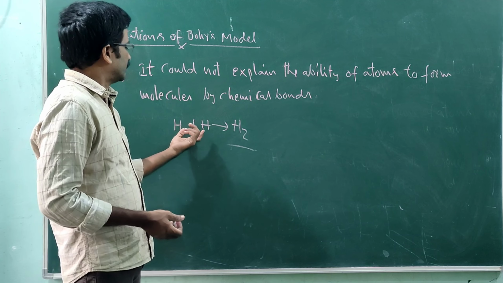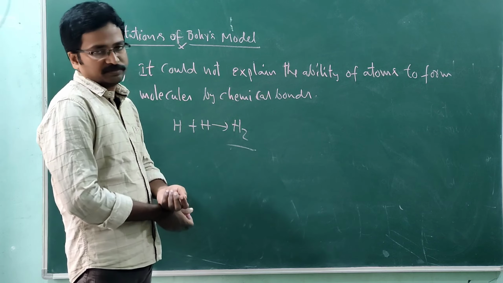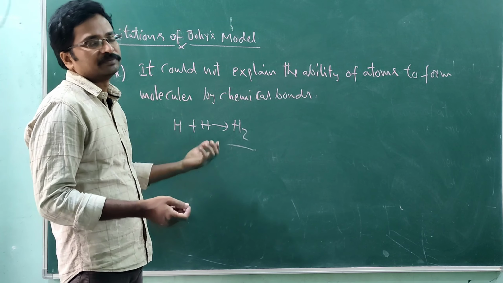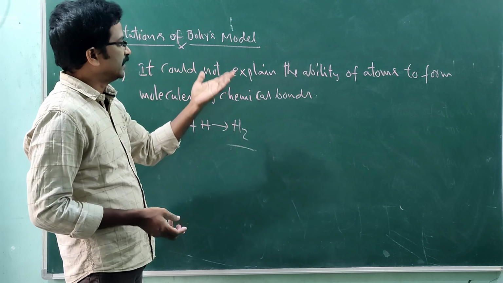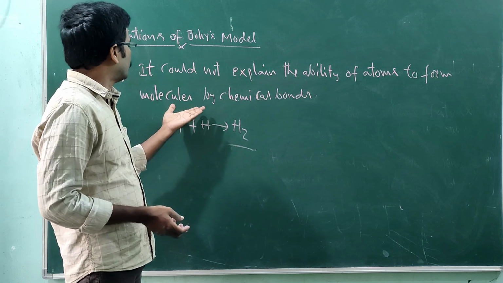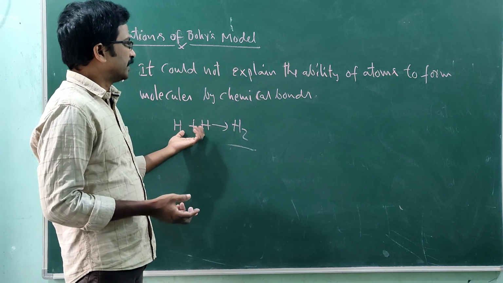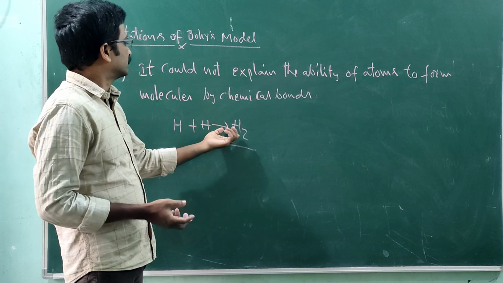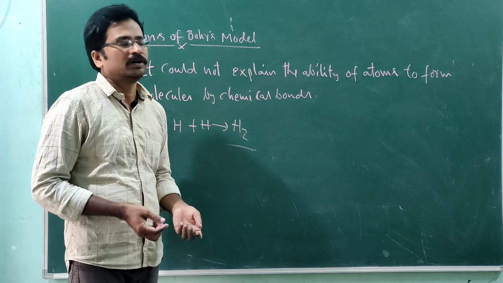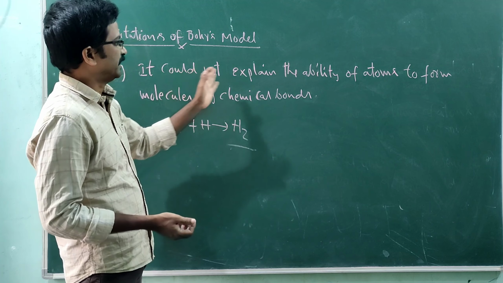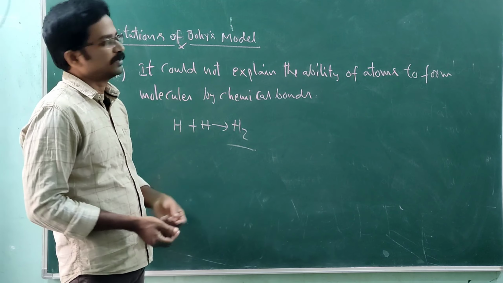How the elements come together to form the molecule. These are the atoms, these are the molecule. So it cannot explain the ability of atoms to form molecules by chemical bonds. Why the atoms are converted into molecules and how the bonds are formed cannot be explained.